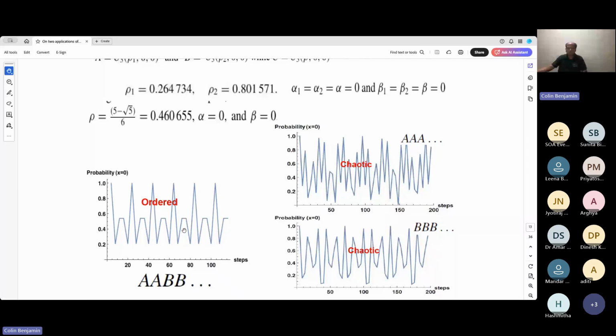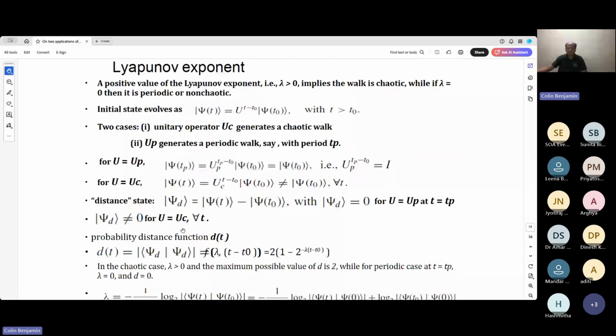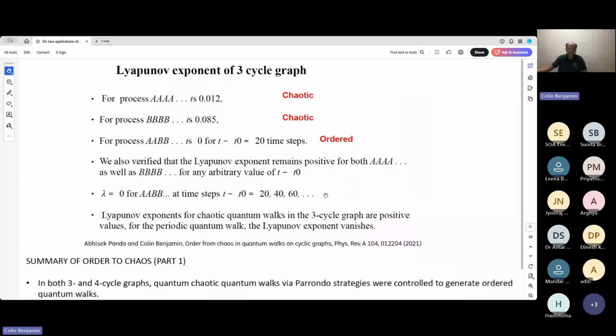One thing to check whether it's truly chaotic or not is not just from the periodicity, but what is called the Lyapunov exponent. If I can calculate the Lyapunov exponent, a positive value of the Lyapunov exponent would imply that my walk is chaotic. And if my Lyapunov exponent is 0, then it is periodic or ordered or non-chaotic. So exactly similarly, I start this calculation and I find that for the process AA, it is chaotic, it's small, but it's positive. For process BB, it's again chaotic. But for AB, at exactly 20 time steps, the Lyapunov exponent is 0. So we have got an ordered quantum walk.